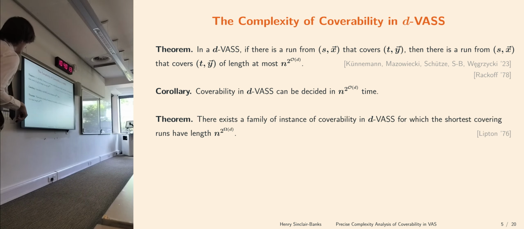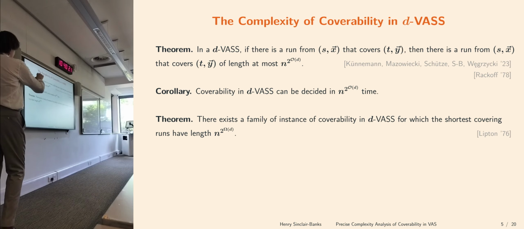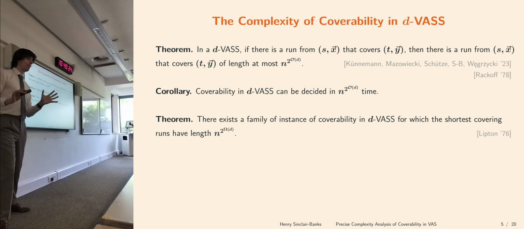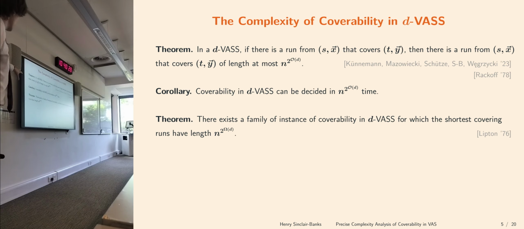And on the other side, and this is where we're going to talk about more, there are instances of coverability that really require long runs. So Lipton proved in 1976 that for coverability in dVASS there is a family of instances that require n to the 2 to the constant times d. Again, the constant hidden by this omega is not that bad. I think it's something like 1/8 or 1/16. So these are fairly sharp.